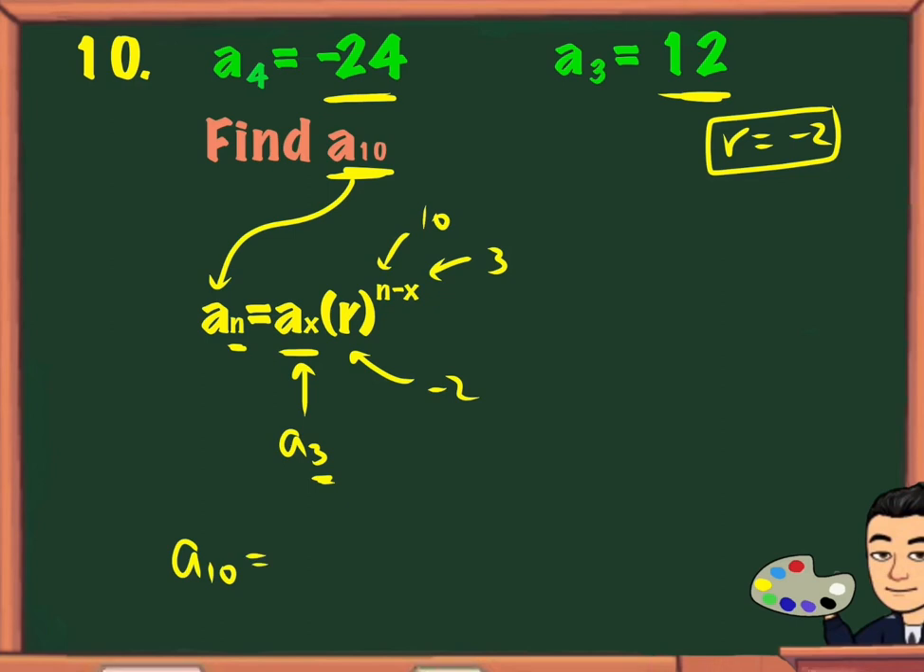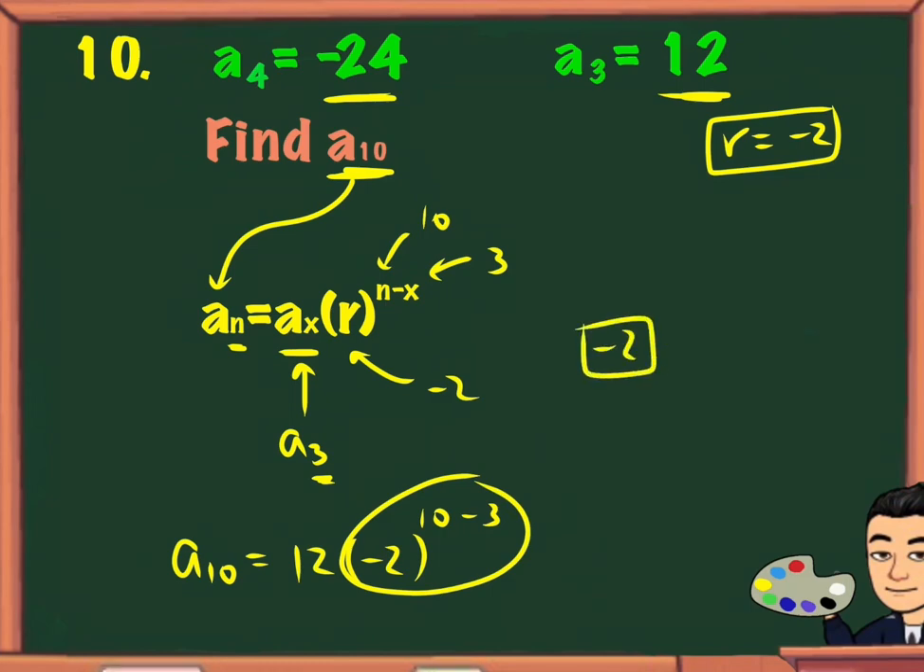This is equal to a sub 3, which is positive 12, times the ratio negative 2 to the 10 minus 3. Let's go ahead and work it out. So negative 2 to the 7th power. On your calculator, you have to put negative 2.